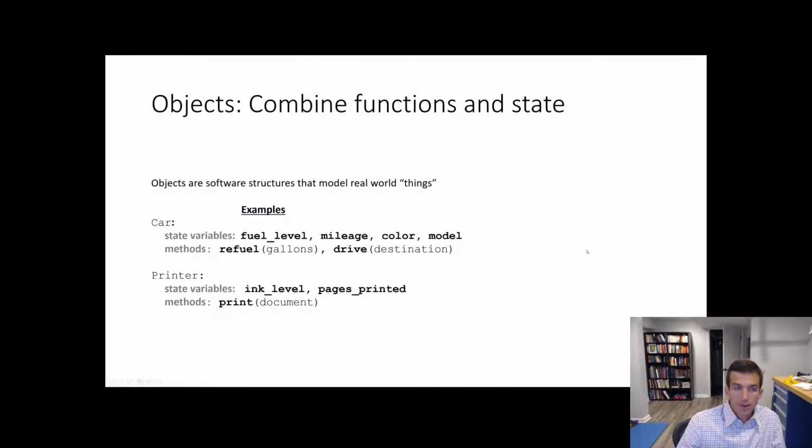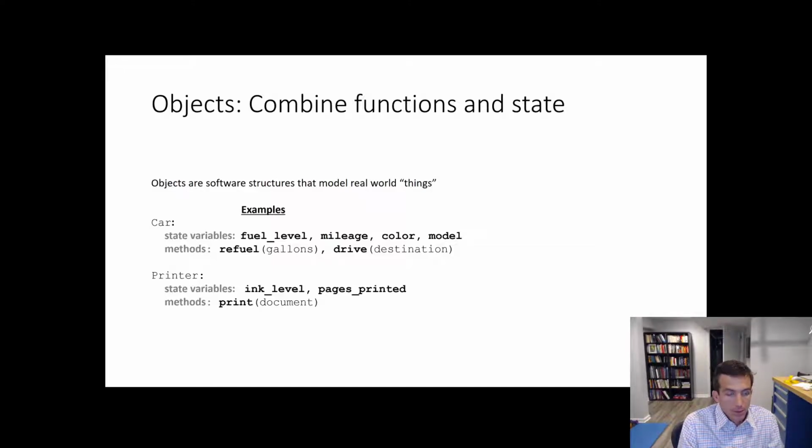All right, and here's the big concept. We want to combine functions and state into one kind of thing. And then we're going to call that an object. And so objects are software structures that are used to model real-world things, like nouns. Right? So here's some examples. Say you wanted to make a program that simulated cars driving on a highway. Well, part of that simulation would certainly involve the concept of a car.